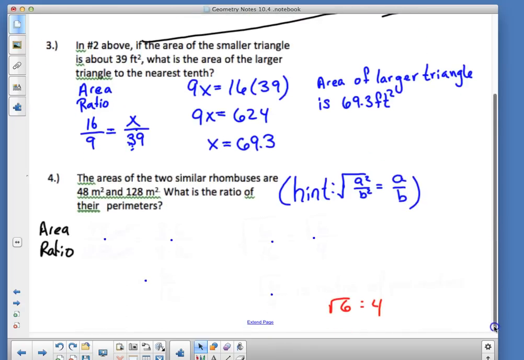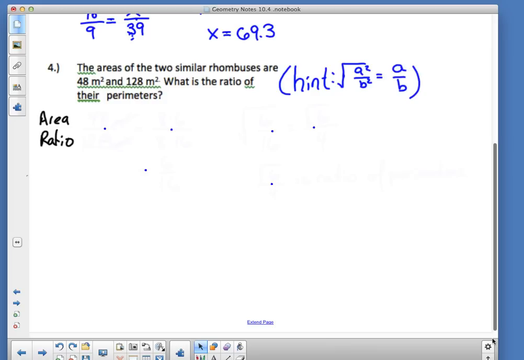So here it is. I'm going to get rid of this for a second. We have a situation where I'm giving you the area of both figures. I want you to use the same method. We're going to do the same thing. First thing, area ratio. Well, I know it's 48 to 128.